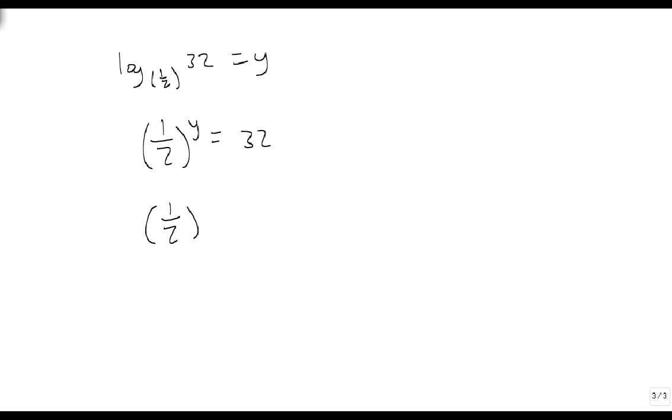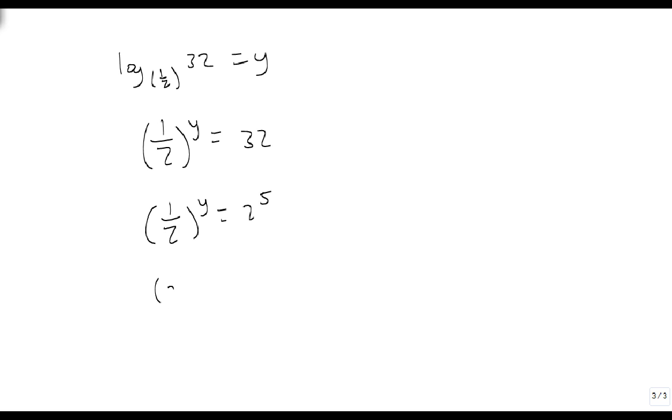One more of these. Suppose we have log base 1/2 of 32. Again, we're going to add an equals y. This means 1/2 to the y equals 32. Well, 32 is a power of 2. It turns out that 32 is 2 to the 5th. You can check that: 2 times 2 times 2 times 2 times 2. 2, 4, 8, 16, 32. And that's one that I'd recommend that you memorize because it tends to show up in problems.